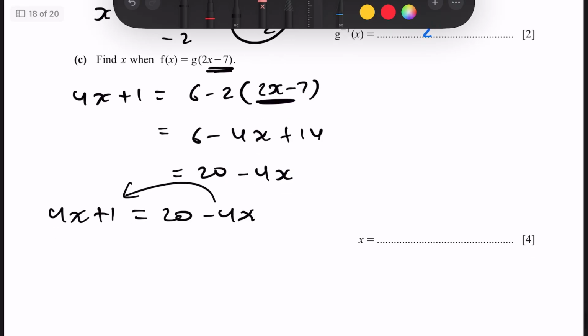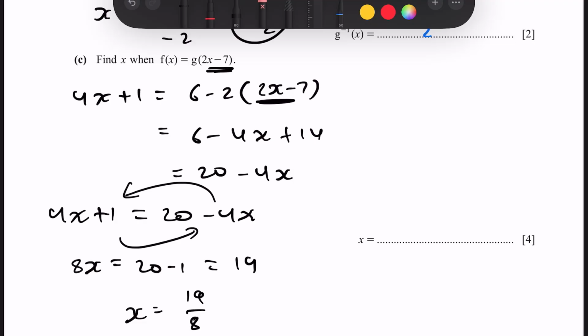So let's move in the 4 here and let's move the 1 away. 8x is equal to 20 minus 1, which is equal to 19. x is equal to 19 divided by 8, which is equal to 2.375.